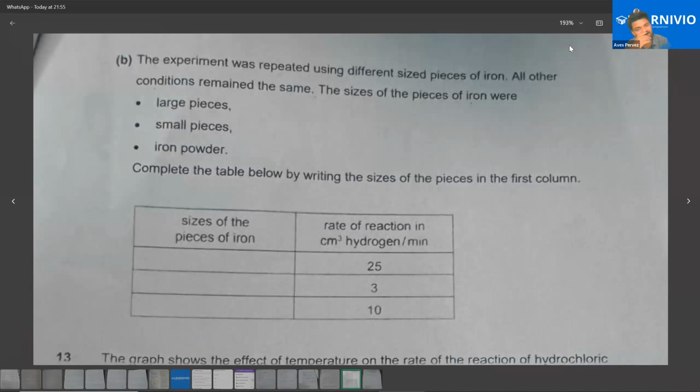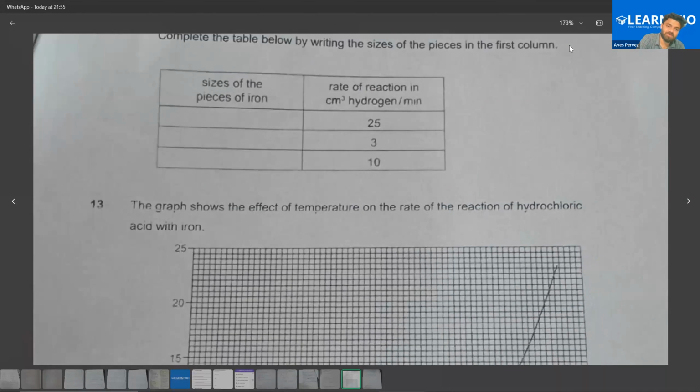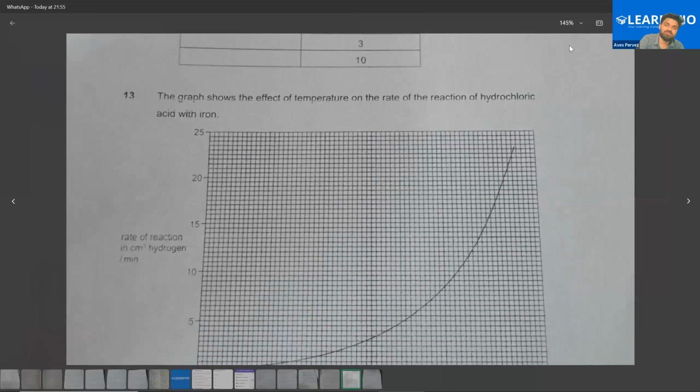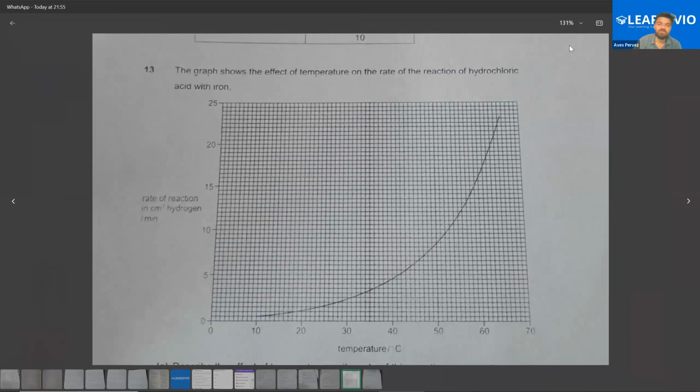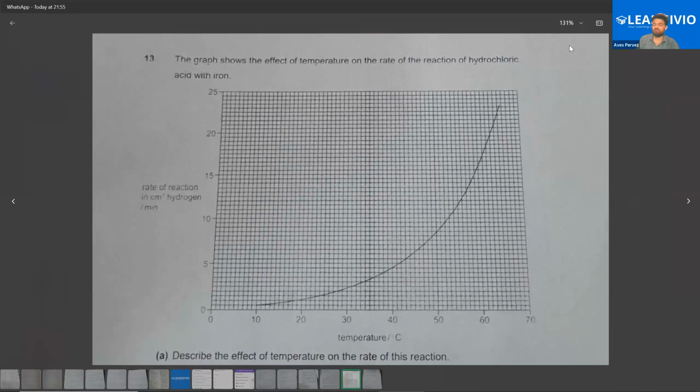3 is with the large pieces and 10 is with the small pieces, and 25 will be with the iron powder. Okay, next, because the more you simplify the substance, the more the reaction rate will increase. The graph shows the effect of temperature on the rate of reaction of hydrochloric acid with iron. Describe the effect of temperature on the rate of this reaction. The temperature increases the rate of this reaction, which allows it to go faster.